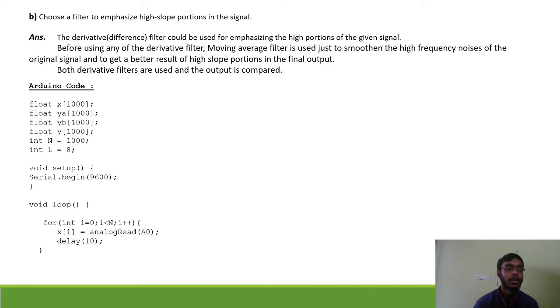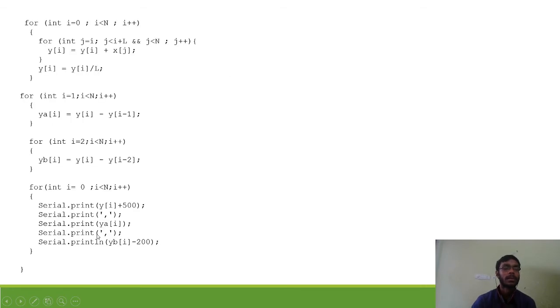Again we are doing the same thing, declaring input and output arrays, and declaring the length of the block of the moving average filter. The void setup remains the same. In the void loop, we are recording the data with a delay of 10 milliseconds, as you can see here. Next we are applying the moving average filter to smooth out the high frequency noises, otherwise the output will be very clumsy.